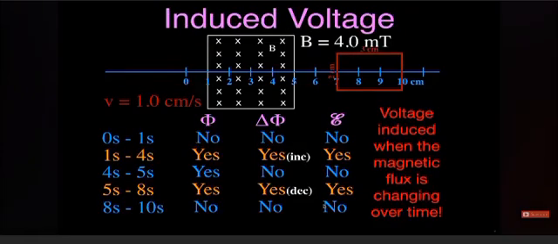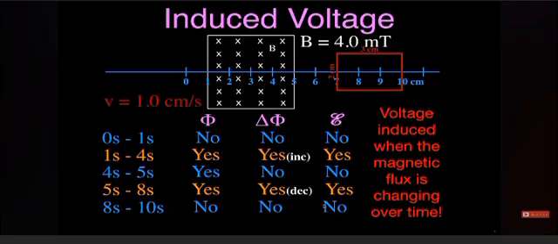So we need to take note of those two points where we have our induced voltage. And we need to take note that in the first instance, 1 second to 4 seconds, the magnetic flux was actually increasing, and we should expect our voltage to be induced. And there's a decrease in magnetic flux in the 5 to 8 seconds. So we'll see in the calculations what really happened there in terms of induced EMF.